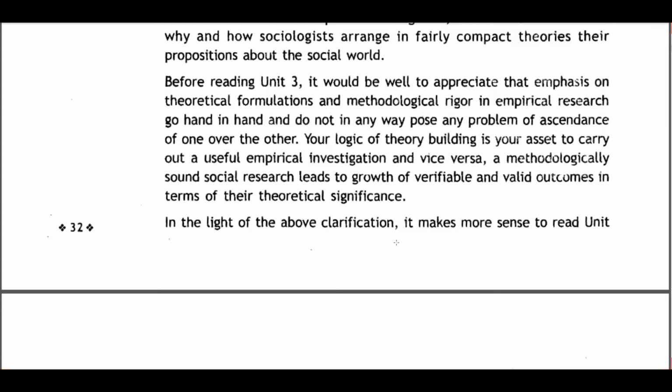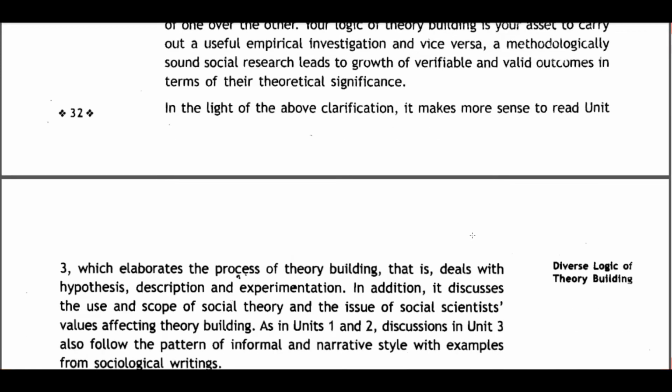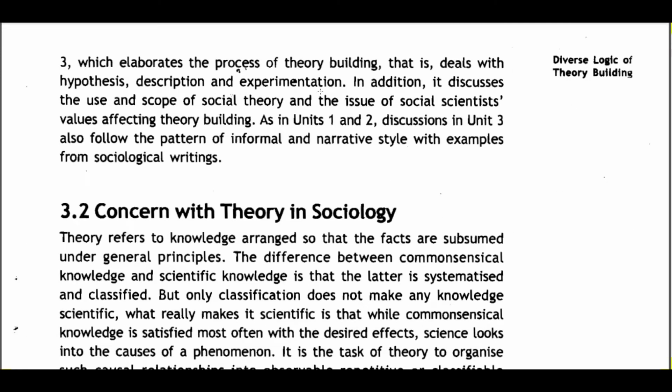In the light of the above clarification, it makes more sense to read Unit 3, which elaborates the process of theory building. This deals with hypothesis, description and experimentation. In addition, it would discuss the use and scope of social theory and the issues of social scientists' values affecting theory building. As in Units 1 and 2, discussions in Unit 3 also follow the pattern of informal and narrative style with examples from sociological writings.